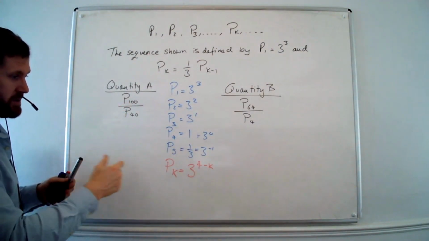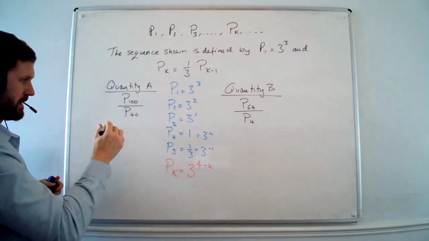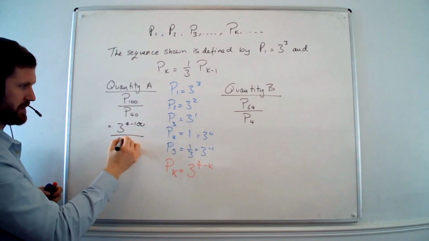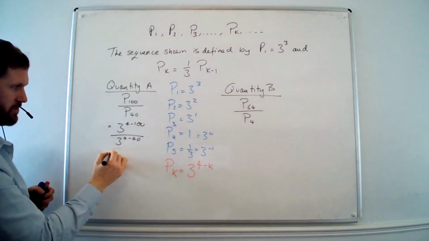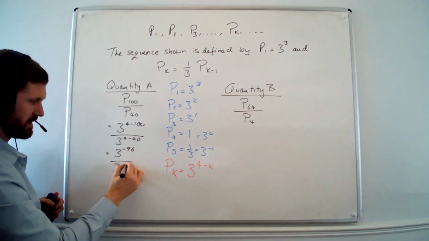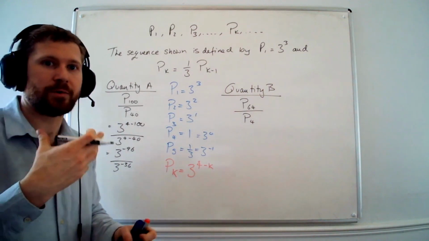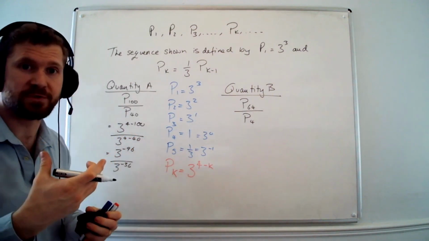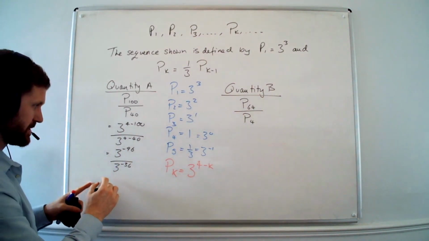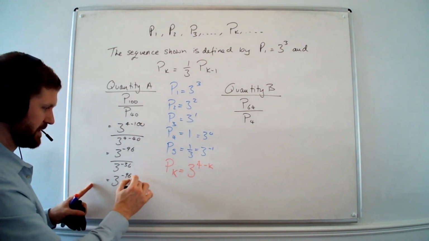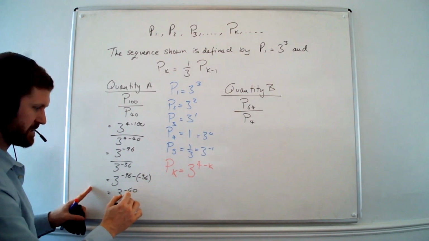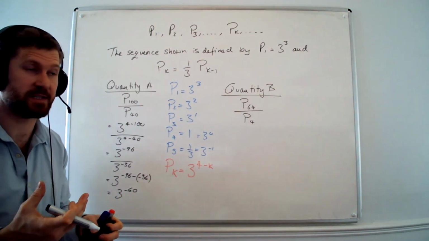So P100, if I put 100 in for K, that's going to give me 3 to the 4 minus 100. And P40 is going to be 3 to the 4 minus 40. Or in other words, we've got 3 to the negative 96 divided by 3 to the negative 36. And now I'm getting my rules of exponents out and saying, well, I've got a division here, same base, so I subtract the powers. So we've got 3 to the negative 96 minus negative 36, which is going to give me 3 to the negative 60. All right, so I've got quantity A set up.